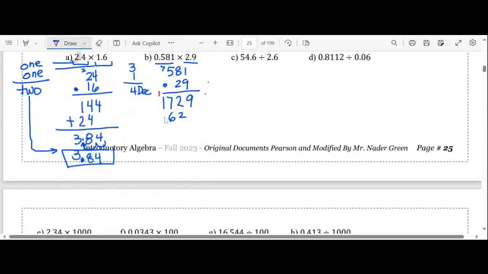2 times 5? 10 plus 1? 11. And then you add. So you have 9, 4, 13, and you carry 1 with you, right? So you get 1 plus 1 plus 1, 3. And then you get 1. Now how many decimal places? 4. So where are you going to stop? Next one. 1, 2, 3, 4. So your final answer is what?